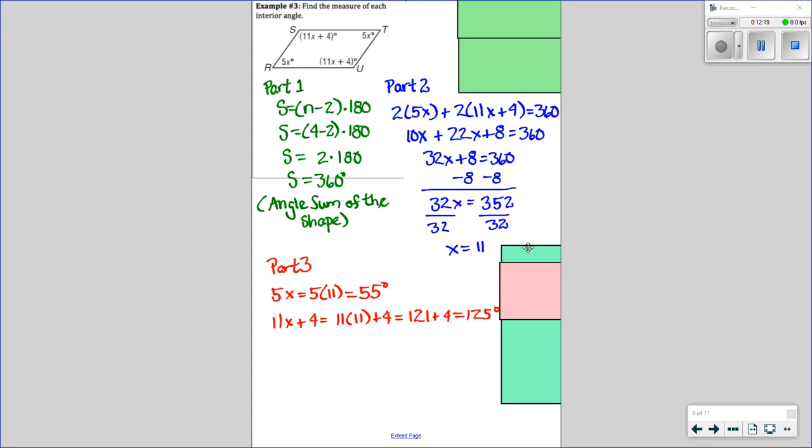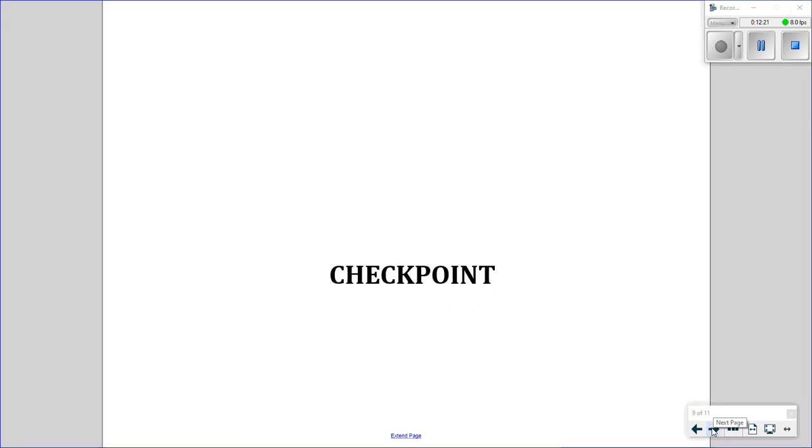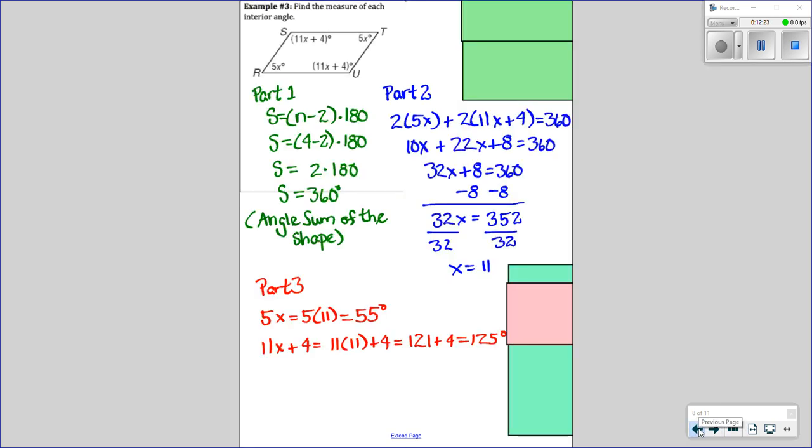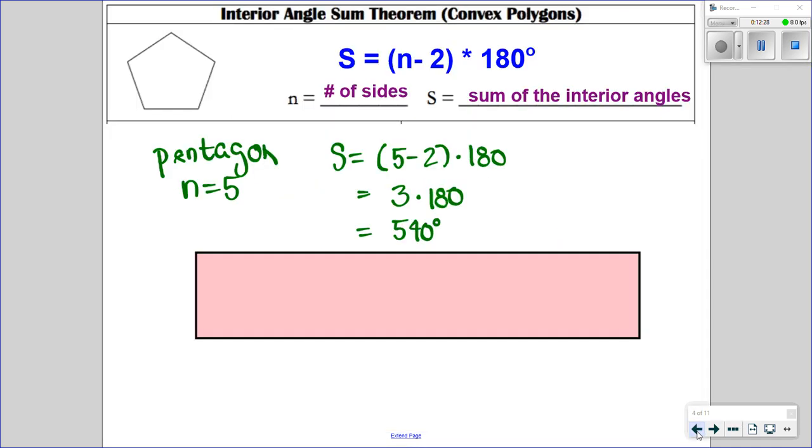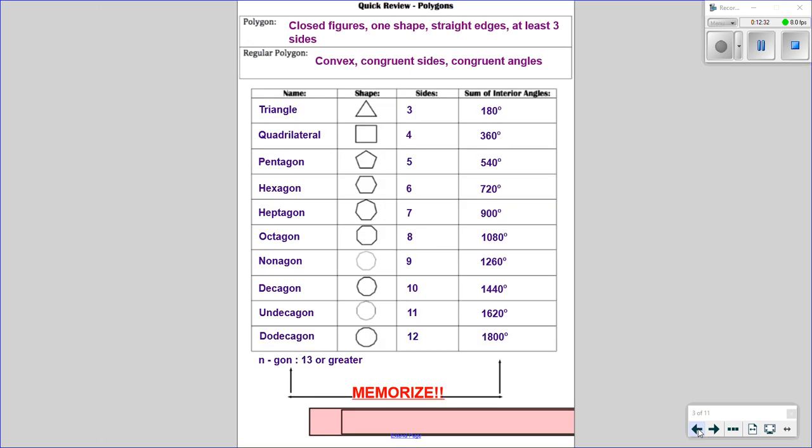And that's it. So let's see if there's anything else. Oh, so we reached the end. So going back to recap, we learned about finding the sum of the interior angles and the sum of the exterior angles. So we learned about what a polygon is. A polygon is basically a closed shape, one shape, closed figure, straight edges, at least 3 sides.